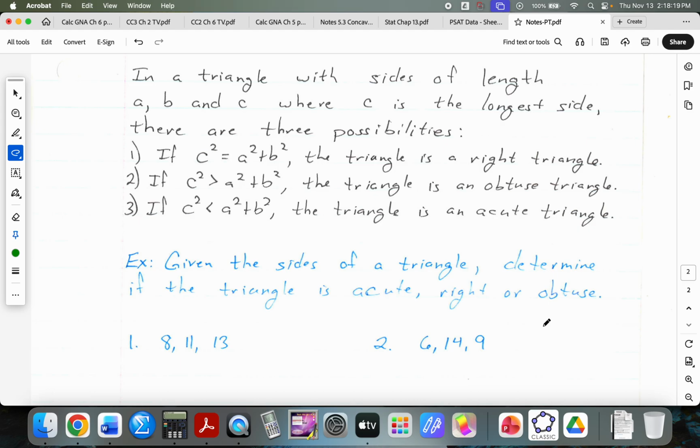On the other hand, if C squared is bigger than A squared plus B squared, well, that means that the big side is too big. So think about this for just a second. You don't need to draw this, but please look up here. So if I start off with a right triangle, if I left this side and this side the same length, but I made this side bigger, what's going to happen to the right angle if I make this side bigger?